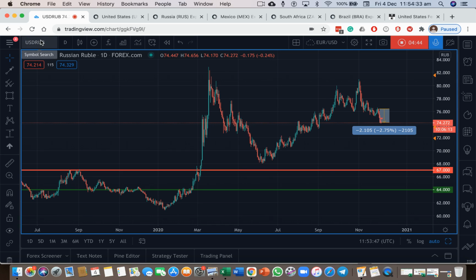Now, if I want to buy the Russian ruble against the US dollar, I have to first own US dollars, and I sell my US dollars in exchange to buy Russian rubles so I can sell this exchange rate, because I'm selling the base currency, okay?